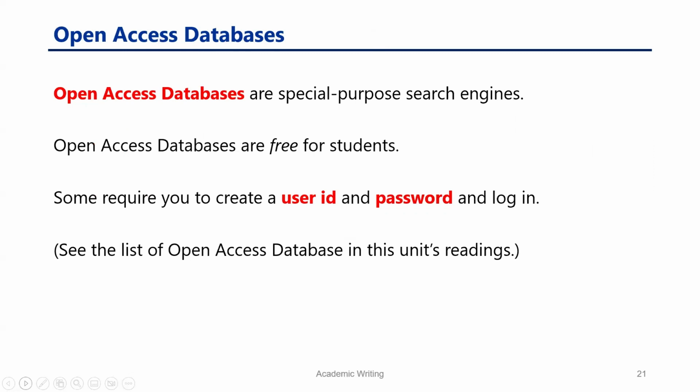Some other special purpose search engines are what are called open access databases. Much of the academic writing on the internet is unfortunately not available for free. You have to pay somewhere between like $12 and $30 USD to get them. But anything that's in an open access database is free for you if you're a student. So they're very good to use.